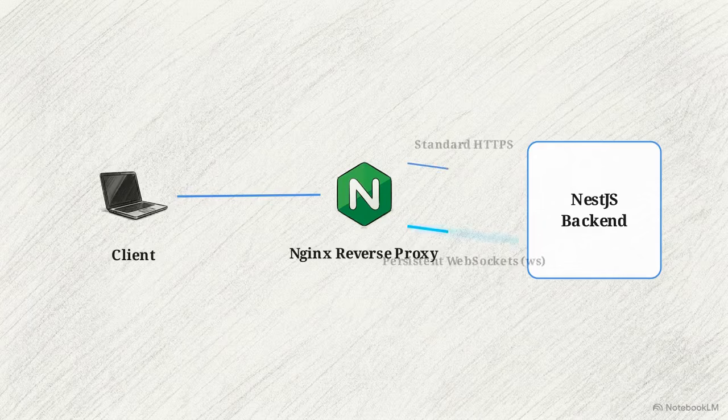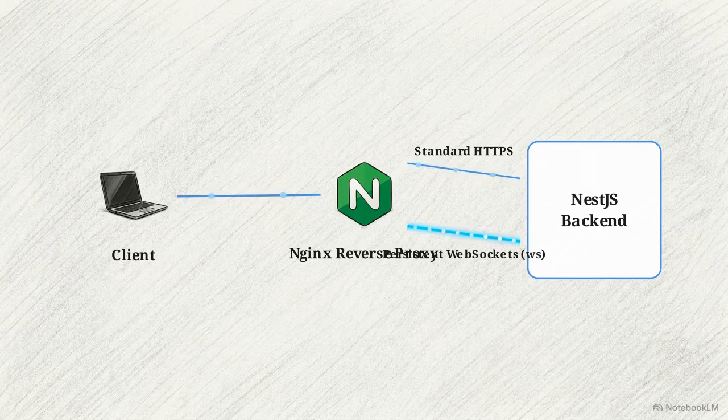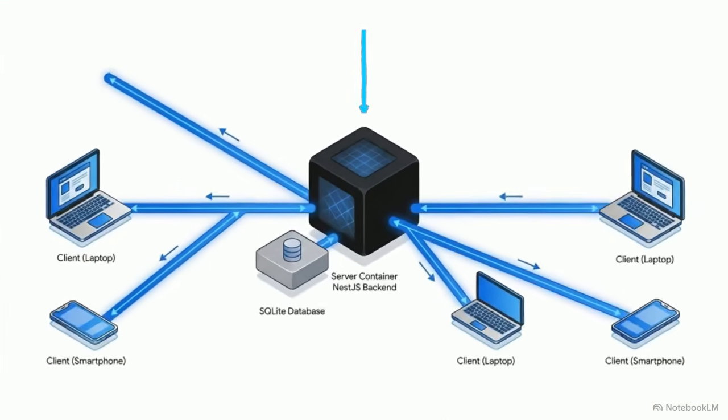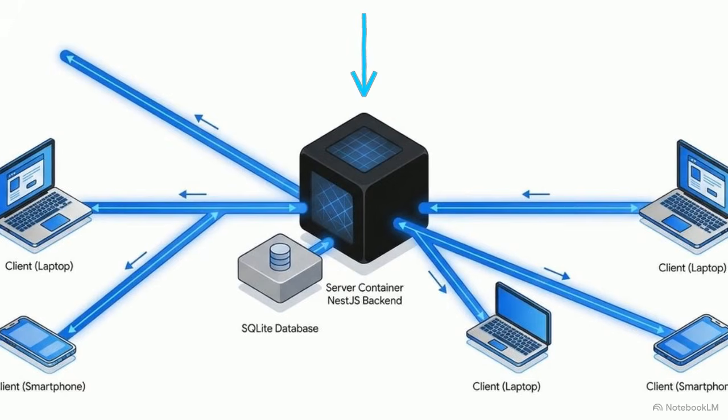Because Trek provides real-time updates, your NGINX reverse proxy must be configured to handle persistent WebSocket traffic alongside standard HTTPS. This architecture shows the synchronization flow. Unlike standard HTTP requests, WebSockets maintain a persistent, full duplex connection between the Nest.js backend and every connected client.